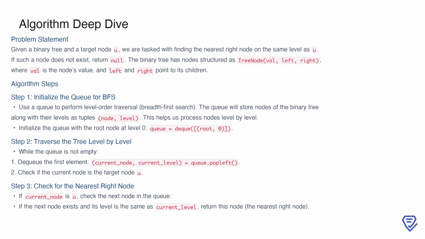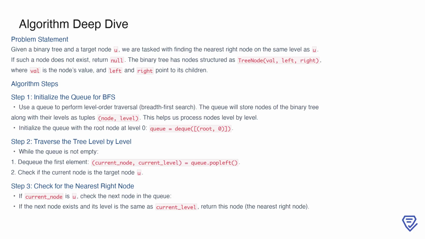In this problem, we are tasked with finding the nearest right node to a given target node U in a binary tree. The key requirement is that this nearest right node must be on the same level as the target node. If no such node exists, we return null. To solve this, we utilize a breadth-first search, or BFS, approach, which allows us to traverse the tree level by level. To implement BFS, we start by initializing a queue. This queue will store tuples containing each node and its corresponding level in the tree, enabling us to keep track of which nodes are on the same level.